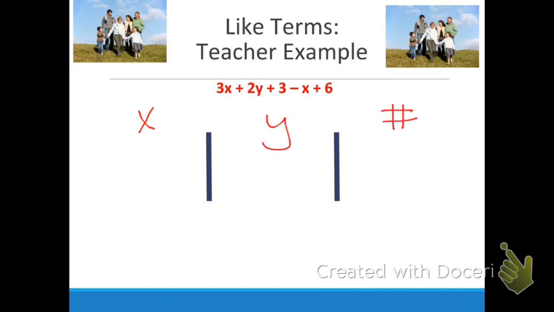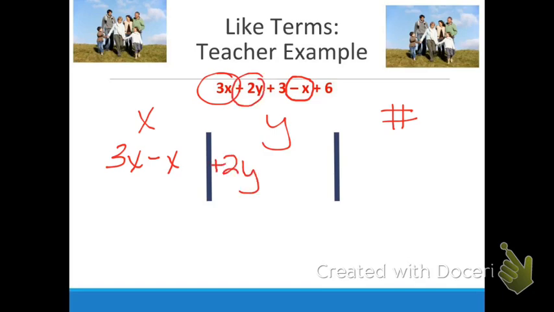Okay, so now we're going to get all the members of the X family and put them in their house. So we have 3X, and then we have, remember, use the symbol in front of it, minus X. That's one of the other biggest mistakes people make: they forget to include the symbol that's in front. Please look at the board. Okay, and then we have the Y family. So we have 2Y plus 2Y. Do we have any more members? No. So we're done. Plus 3, plus 6. Those are the number family.